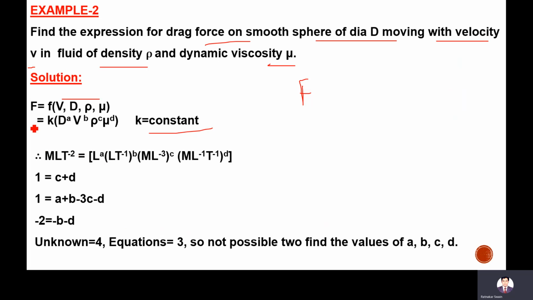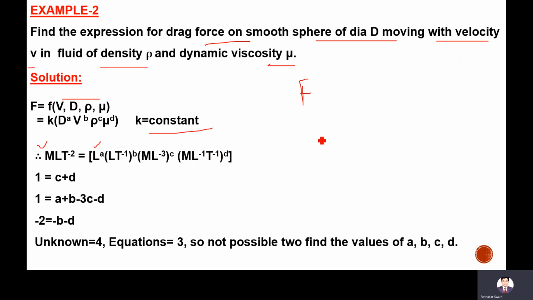Then we have to write the dimensions on the left-hand side and right-hand side. Here the force dimension is MLT to the power minus 2. The diameter dimension is L, raised to the power a; velocity is LT to the power minus 1; rho is ML to the power minus 3; and mu is ML to the power minus 1 T to the power minus 1.